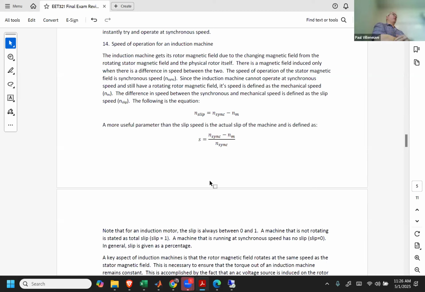If it is, you're pushing it, right? So it cannot run in sync. If it runs in sync, there's no changing magnetic field and there's no current there, so it's just a hunk of iron spinning along. You don't have those two magnetic fields interacting. And because it can't operate at synchronous speed, we developed the concept of slip. What is the difference between the actual mechanical speed of operation and the synchronous speed?